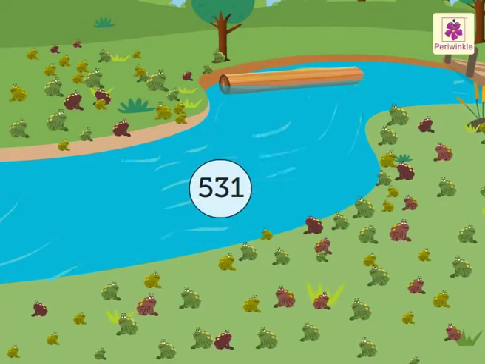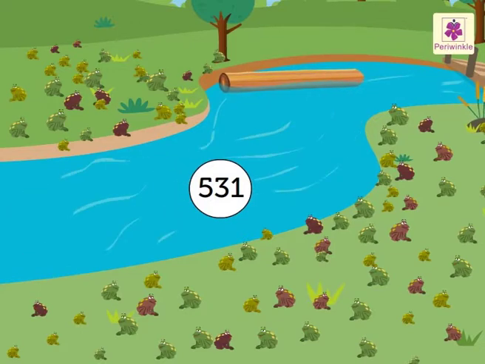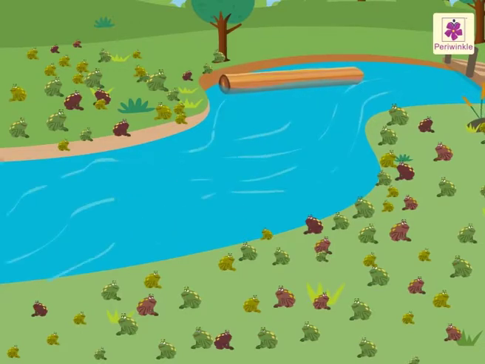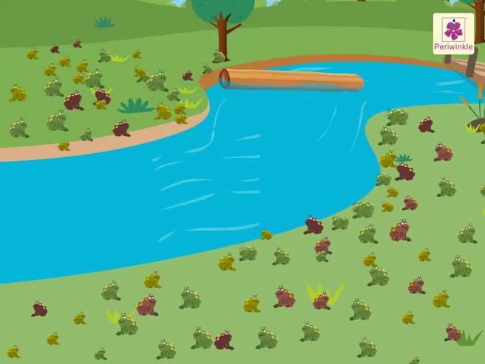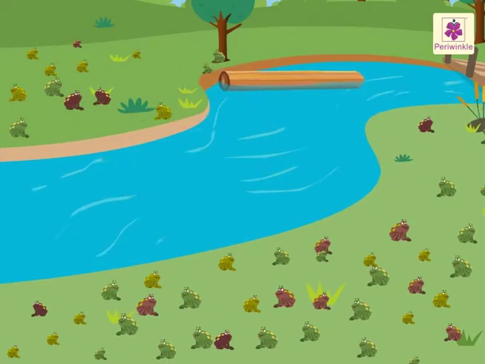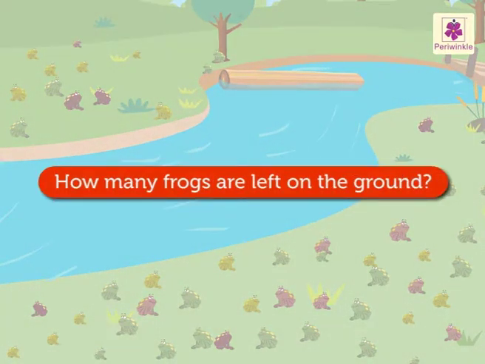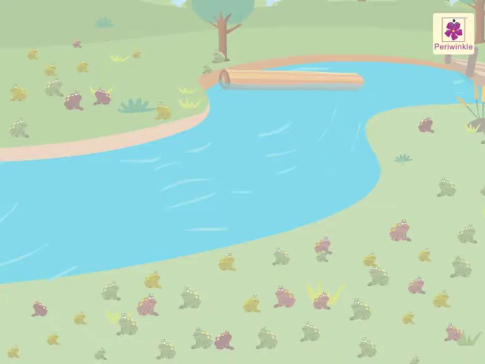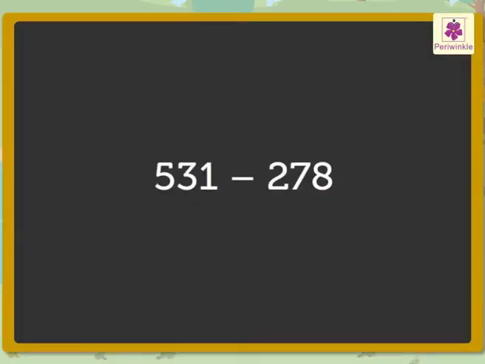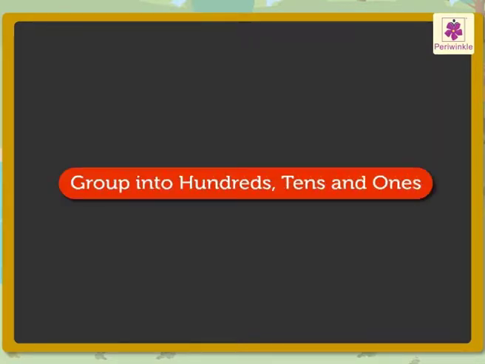There are 531 frogs on the ground. 278 frogs jumped into the water. So, how many frogs are left on the ground? We can get the answer by finding the difference between 531 and 278. So, let us group both these numbers into hundreds, tens and ones and then subtract them.